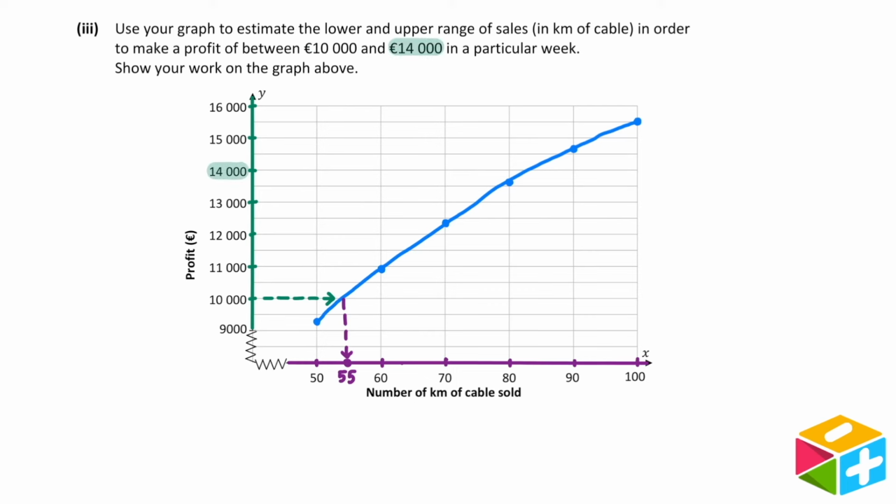The upper bound on the profit that we're given is €14,000. Again, we can use our graph to estimate the number of kilometers of cable sold, which corresponds to this profit. To do this, we begin by drawing a horizontal line out from 14,000. When this line meets our blue curve, we drop a vertical line straight down. This line meets our horizontal x-axis at a value which is approximately 83.